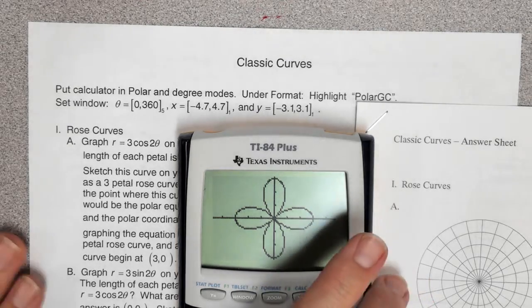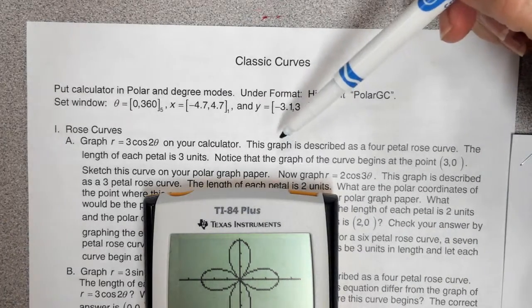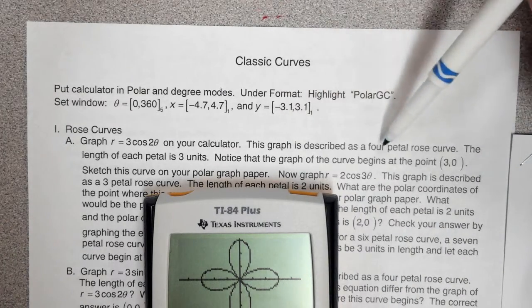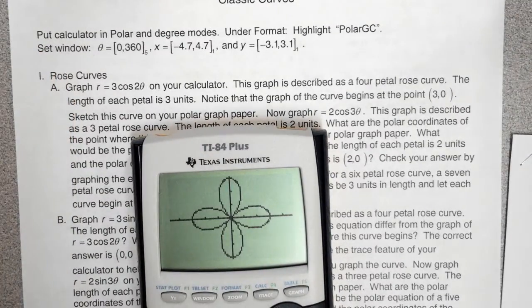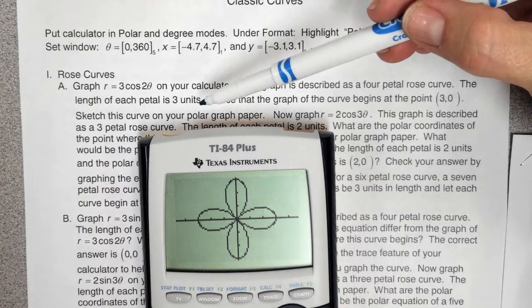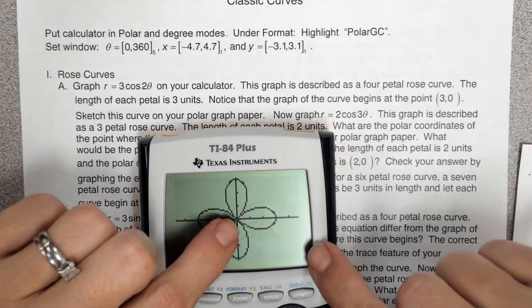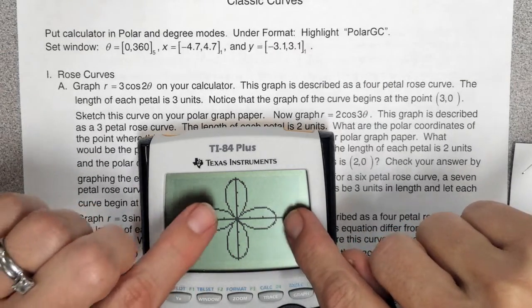Okay, we're just reading. The next thing it says, as I read, this graph is described as a 4-petal rose curve. Why is it called 4-petal? 4 petals. The length of each petal is 3 units. You're going to miss something important because you're giggling. So from the pole to the end right here is 1, 2, 3 units long. Are you okay with that?